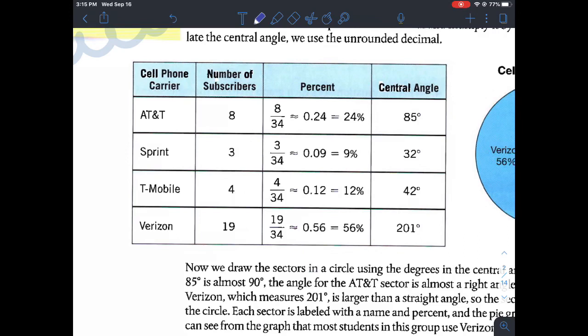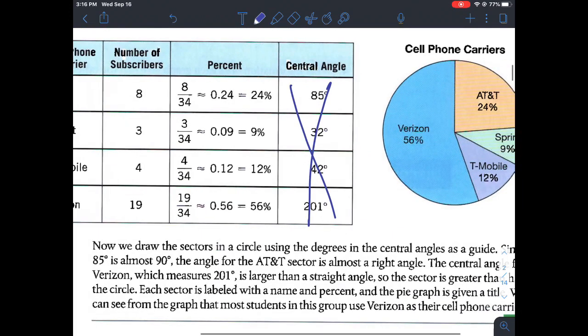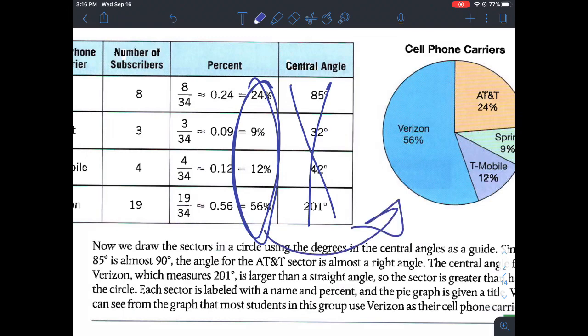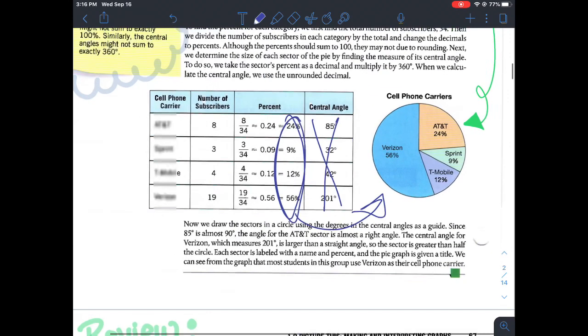This central angle comes, if you remember back to your geometry class, it's not something that I'm going to ask you to recall. I don't think it's that necessary. I'm fine with us just kind of eyeballing our graphs. And then from there, once they had these percents, they were able to create their pie chart.